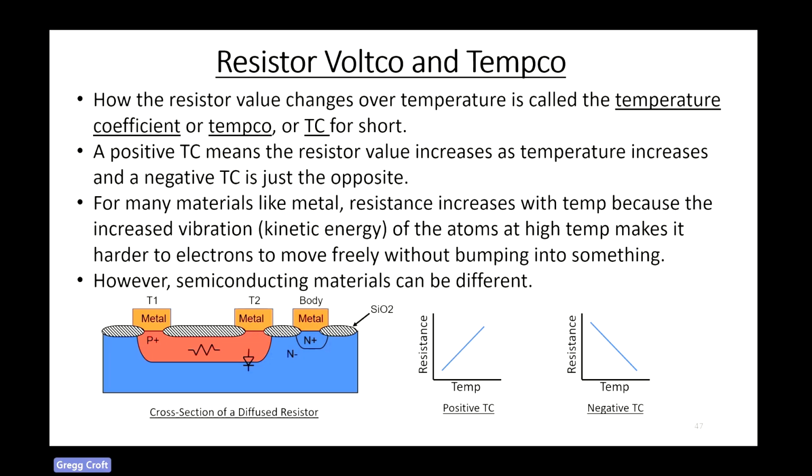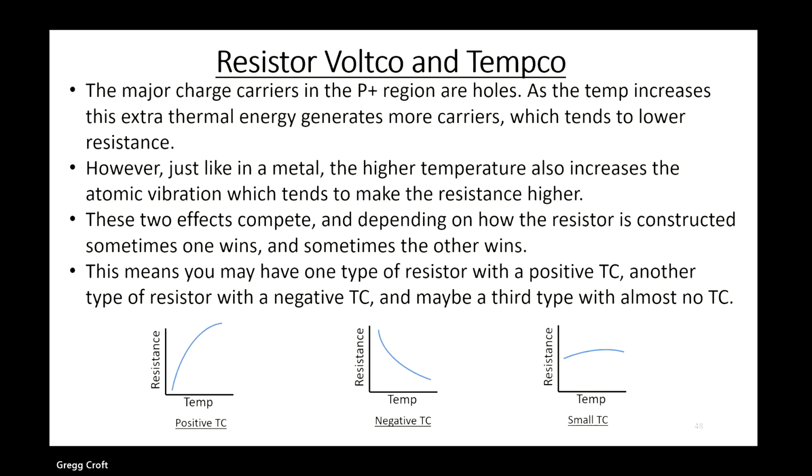However, semiconductor materials can be different. The majority carriers in this P plus region that we made the resistor out of are holes. Now, as the temperature increases, the extra thermal energy can generate more carriers, and generating more electrical carriers is going to tend to lower the resistance of that region. However, just like in a metal, the higher temperature also increases the atomic vibration of the lattice, and that tends to make the resistance higher. So these two effects compete with each other. And depending on how the resistor is constructed, sometimes one wins, sometimes the other one wins.